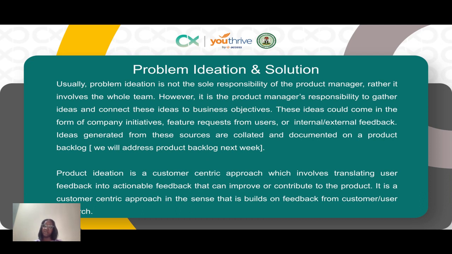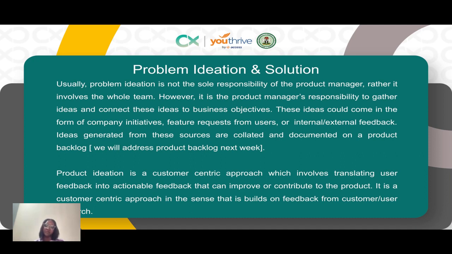So the company already has initiatives that they are trying to achieve with the product, such as increased revenue growth, market adoption, maybe customer satisfaction. These are company initiatives, right? Now you can get ideas from these company initiatives.